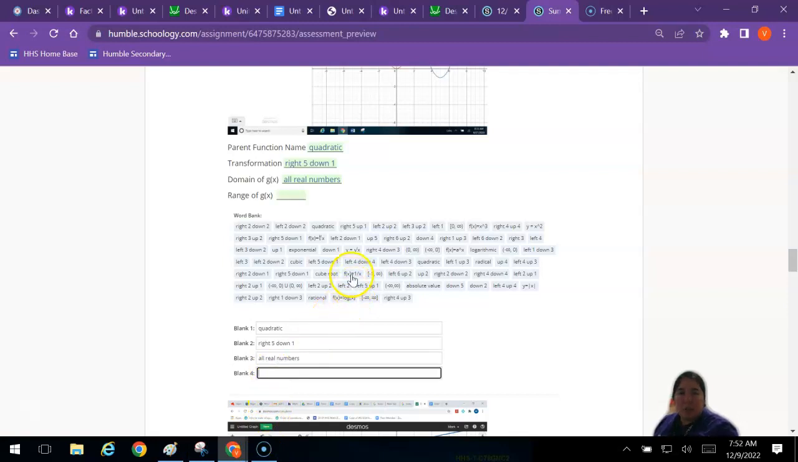And if you look at the word bank, it tells you that you can use it in interval notation. So what you're going to do is, oops, I put the wrong things. I don't know why I did that. All real numbers. And then you can do, it's this one. Oh, and when you click on it, it does it for you.